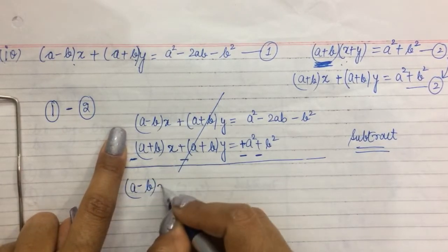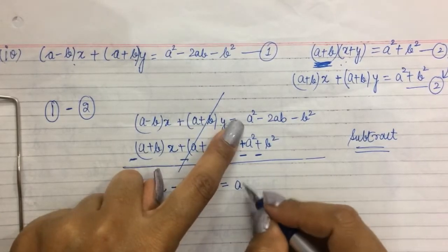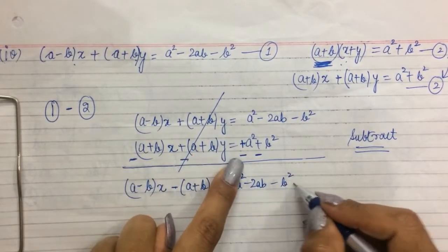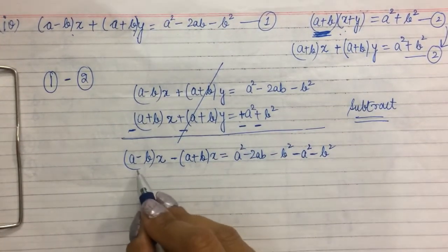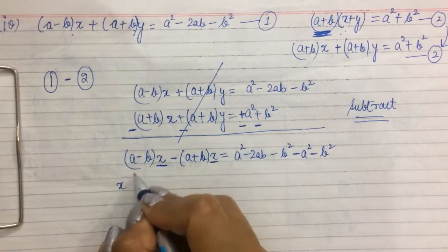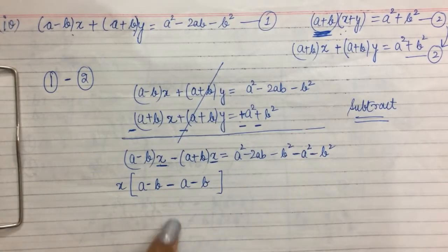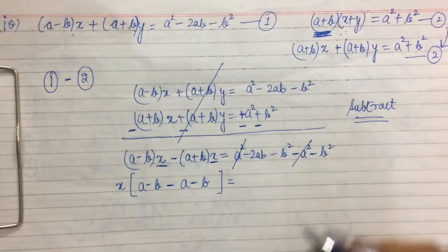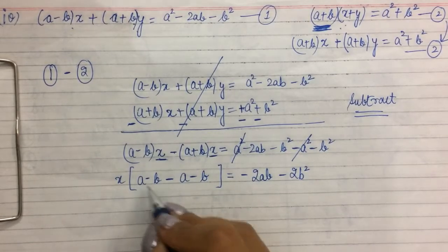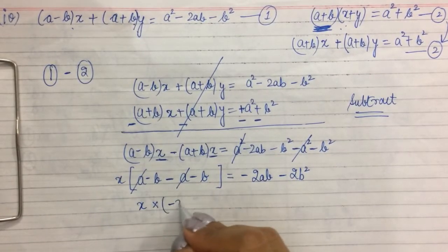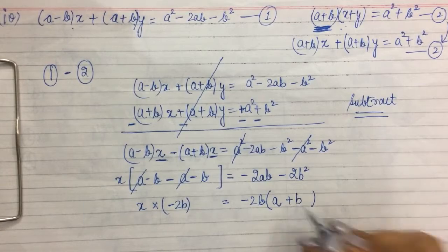Let's note down the terms left. This term minus a plus b times x equals to a square minus 2ab minus b square minus a square minus b square. Now we have to simplify. Let's take x common from here. In the brackets a minus b minus, opening the brackets simultaneously, equals to a square and a square cancelled, minus 2ab minus 2b square. Over here a gets cancelled, x multiplied with minus 2b. Over here I can take minus 2b common, I'll be left with a plus b.